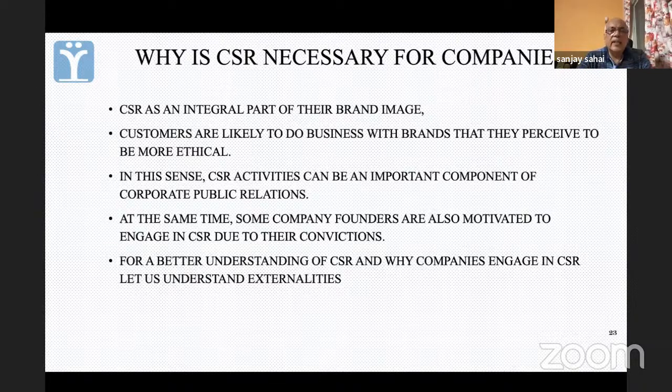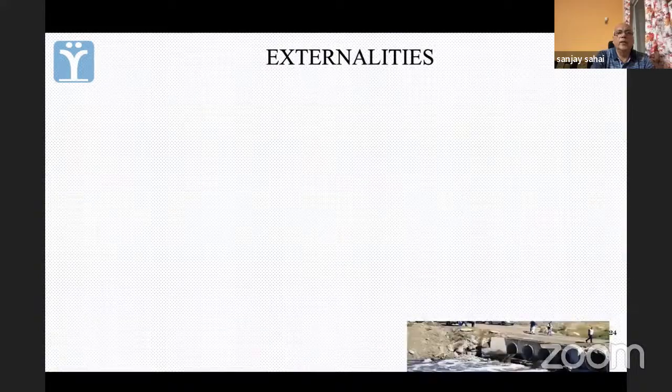Now, इस चीज को समझने के लिए कि why CSR can be very important for companies, let us try to understand this concept. Maybe you may not have heard of this word, which is externality. External से बना है, something which is outside, something which is outside the company in this case. Some impact your company is having, which you did not plan for. You did not actually think that this is going to happen. So it can be a positive thing. It can be a negative thing also.